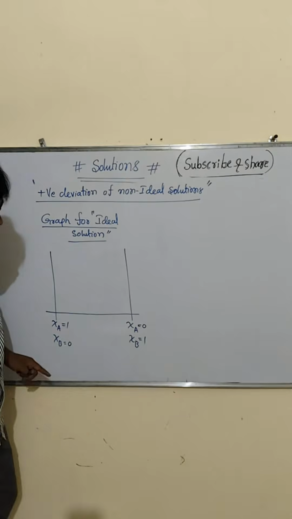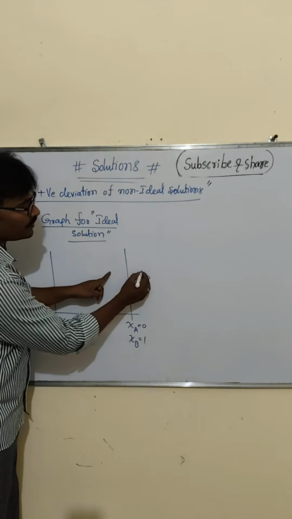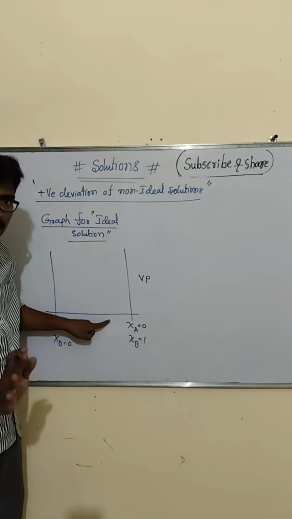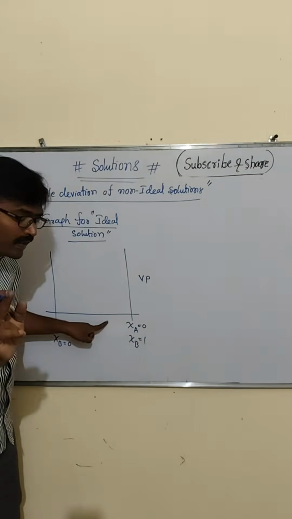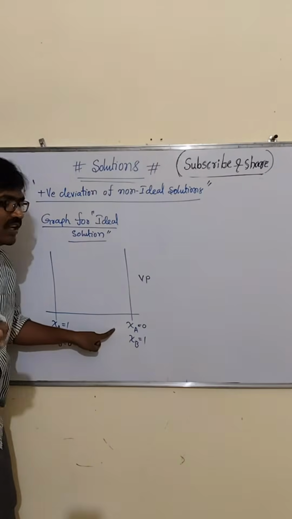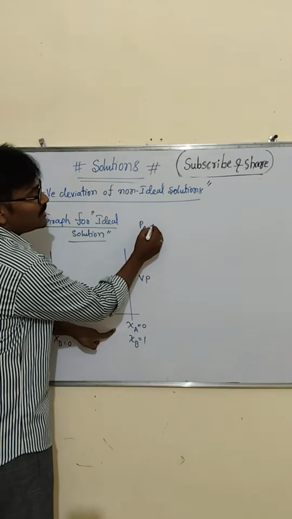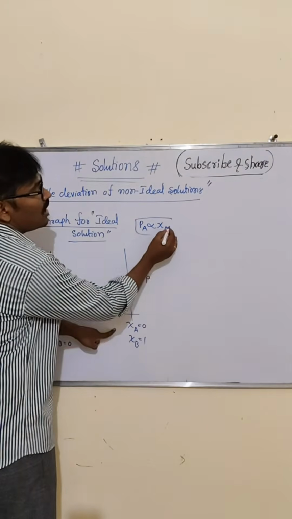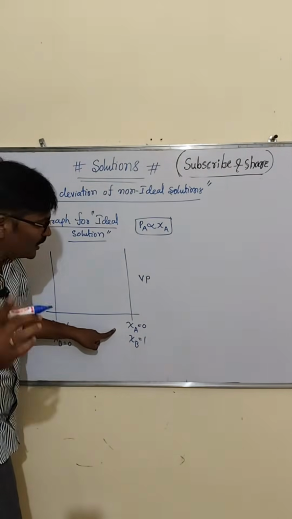So observe the question carefully. On this axis we are taking vapor pressure. So vapor pressure versus mole fraction we are taking. The vapor pressure, the partial pressure of A component, is directly proportional to the mole fraction of that particular component, right? According to Raoult's law. Clear, my dear students? Listen carefully to what I am telling you.